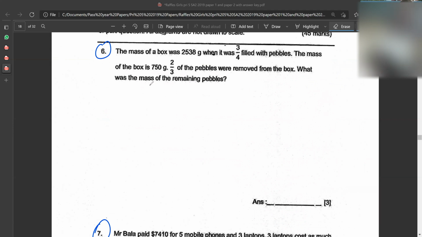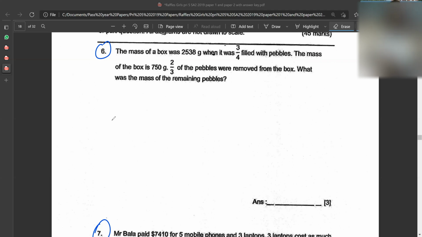The mass of a box was 2,538 grams when it was 3/4 filled with pebbles. The mass of the box is 750 grams. 2/3 of the pebbles were removed from the box. What was the mass of the remaining pebbles? You know what to do with this question?